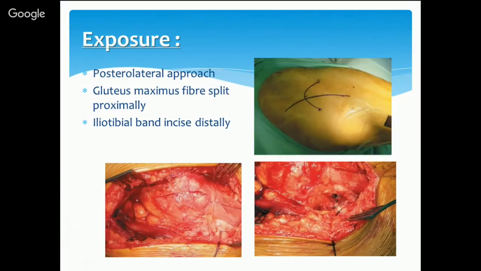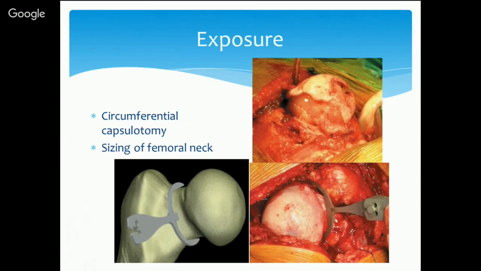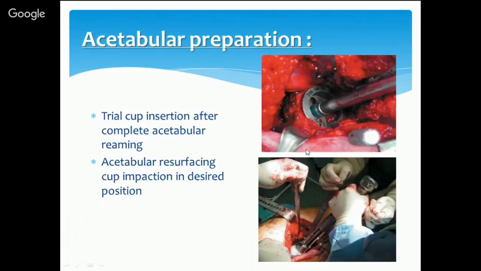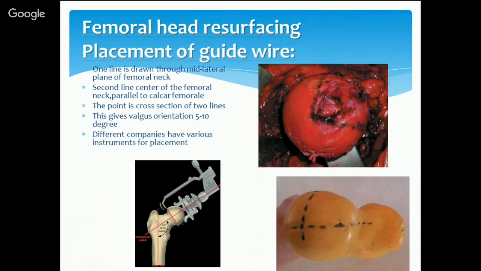Now how we do this: we make the usual incision and expose the femoral head. Then we retract the femoral head and prepare the acetabulum. We remove it and put in the cup. Then we have to put in the femoral component.